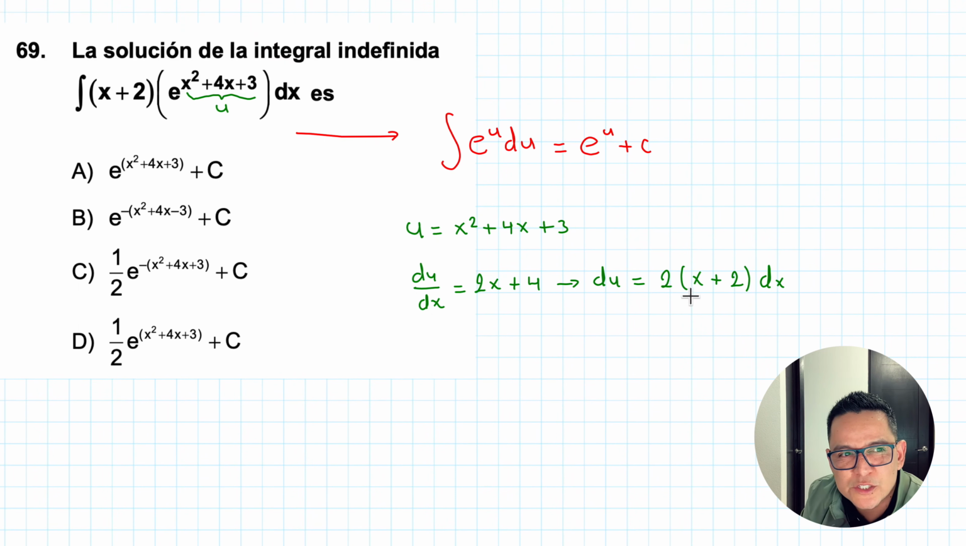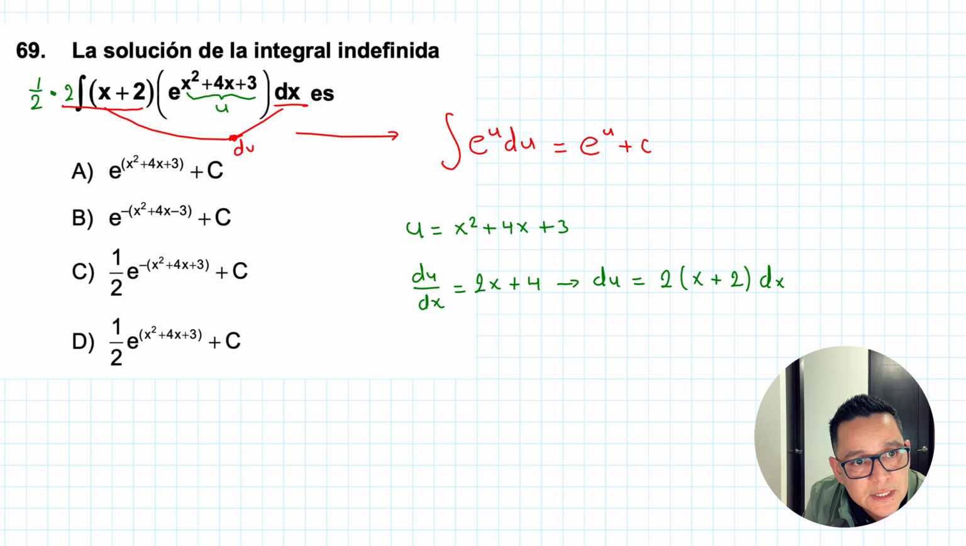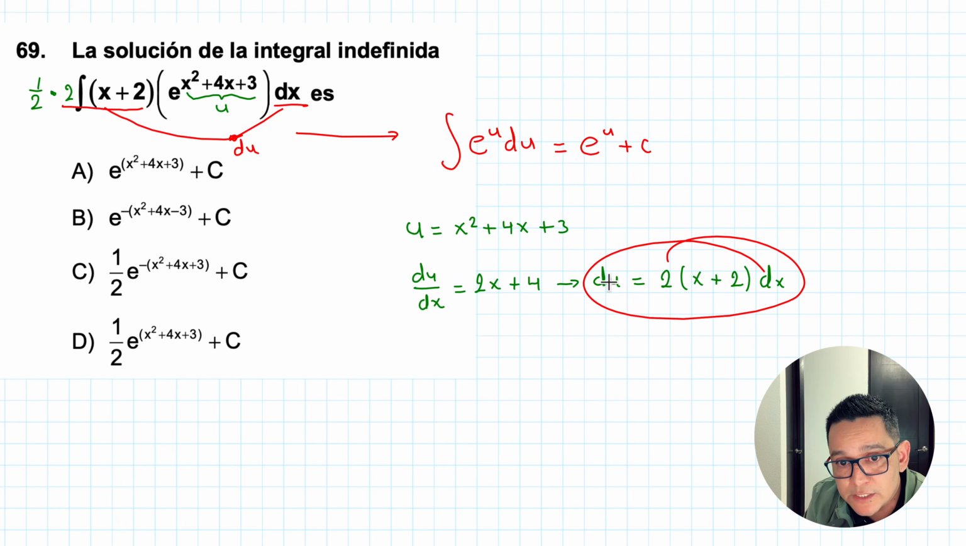Why am I doing all this? Because look, I have that right here. Here, I have x plus 2 dx, which is this. I'm just missing a 2. But guess what? I'm going to add it. I mean, I'm going to put a 2 here, okay? I'm going to multiply my integral by 2, but then I have to divide by 2. That's the same as multiplying by 1/2, so the integral stays the same. Now I'm doing all of that because between this and what I have here, they already form my du. All of that is du.